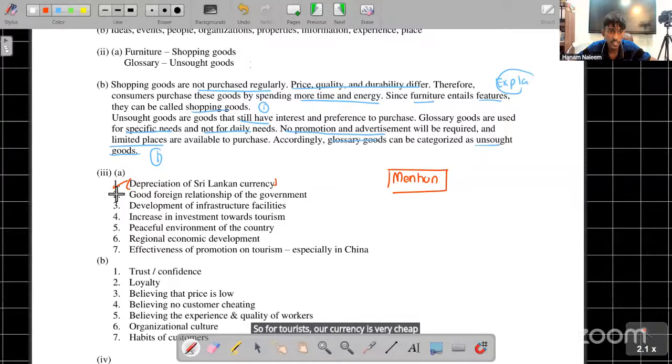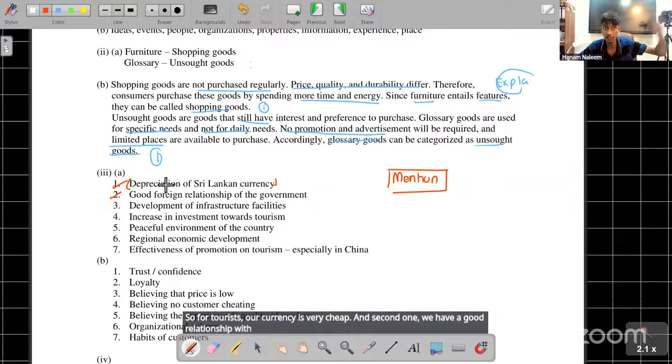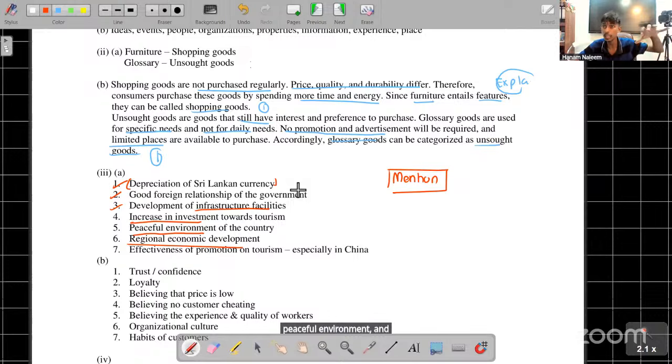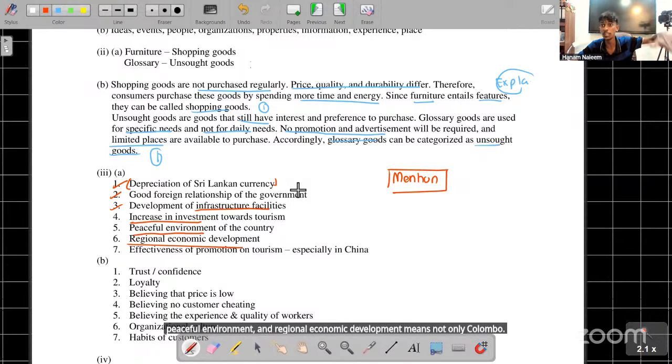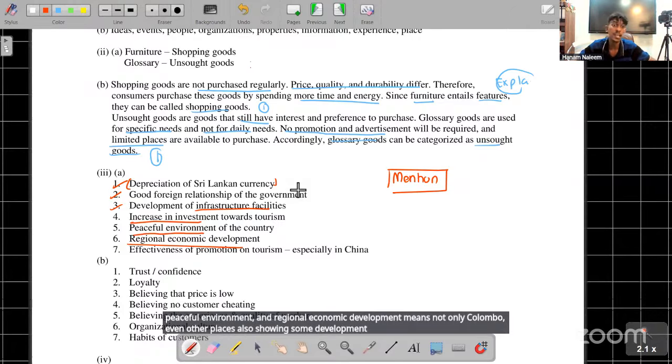And second one, we have a good relationship with the government. That means with other countries, and developed infrastructure. Like if you take Colombo, developed buildings, hotel industry, high investments, peaceful environment, and regional economic development. Not only Colombo, even other places are also showing some development signs of tourism, and they also do effective promotions.